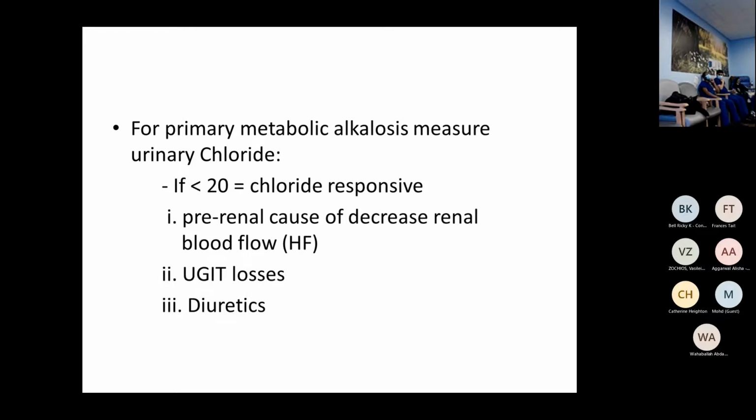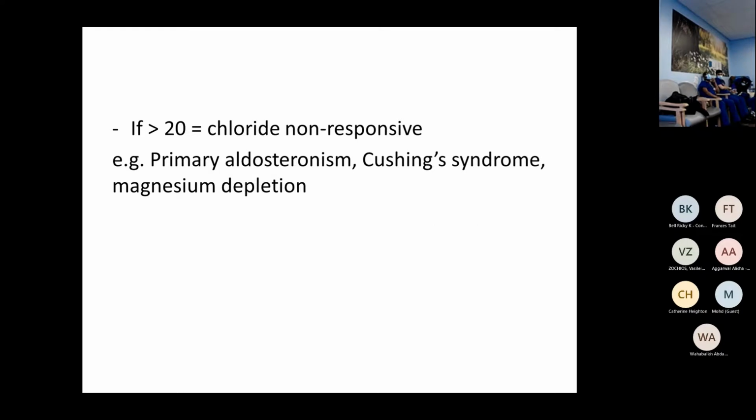Causes of that are often pre-renal causes, gut losses, diuretics, those sorts of things. If it's over 20, they're going to be probably chloride unresponsive. And it's quite rare things, again, Ricky, you throw any light on, but things like primary aldosteronism, Cushing syndrome, where the kidneys are excreting potassium and causing the deficit. Magnesium depletion is something we don't think about very often.